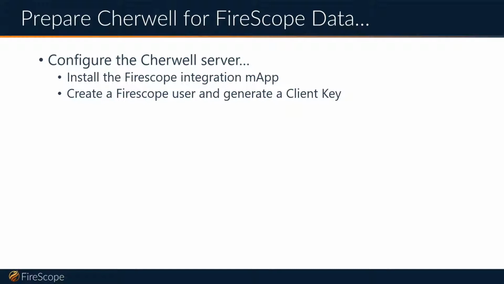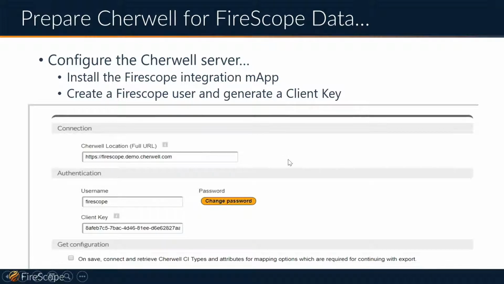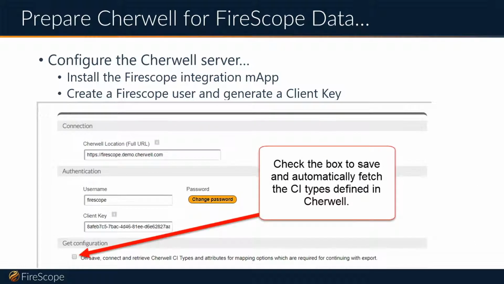And all we need then is a FireScope user and a client key to be generated. So we need the URL of the server, the client username, password, and the client key. And from there, we're ready to go and start talking to the Cherwell server through its API. Our integration's been developed hand in hand with Cherwell, and both parties have bidirectional support through APIs.